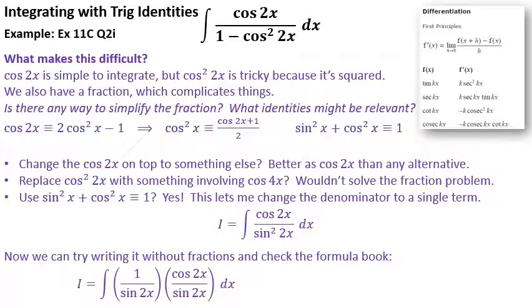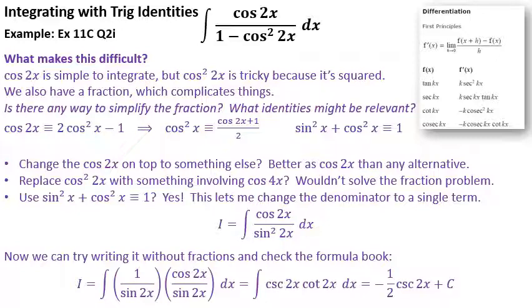But in this case, we can break our fraction apart into 2 separate fractions multiplied, 1 over sine 2x and cos 2x over sine 2x. 1 over sine 2x is cosec 2x, and cos 2x over sine 2x is cot 2x. So we're dealing with a cosec cot, which does appear right at the bottom of that list in the differentiation formula sheet. Cosec cot integrates to cosec with a minus sign, because minus cosec cot integrates to cosec without a minus sign. So we need to make sure we include the negative.